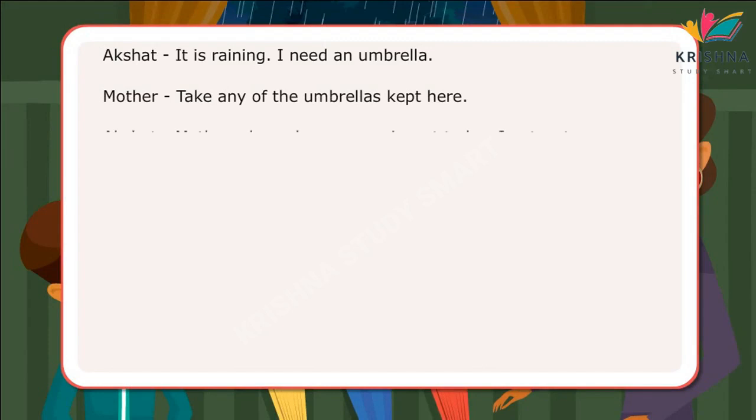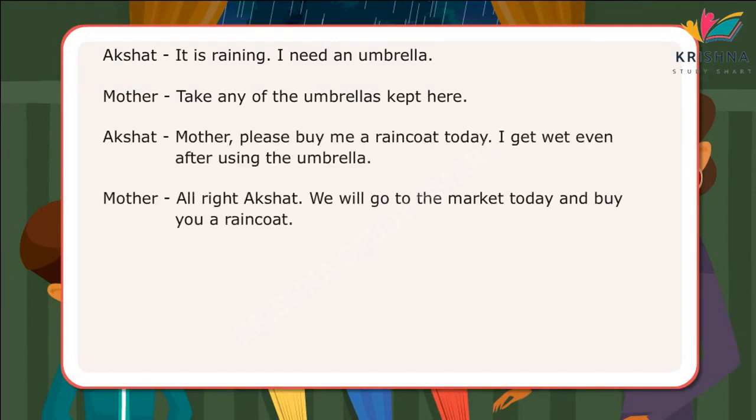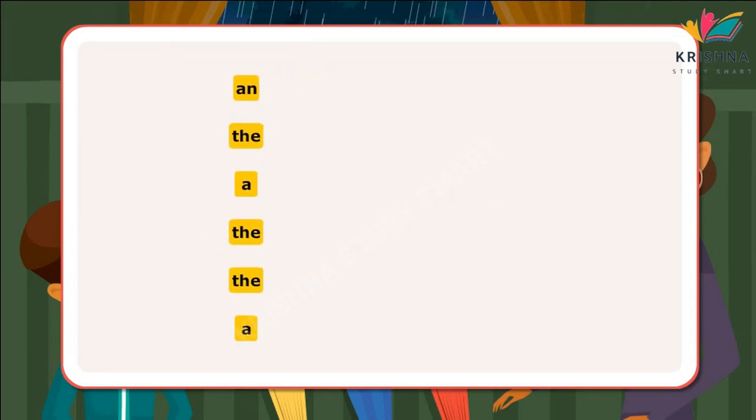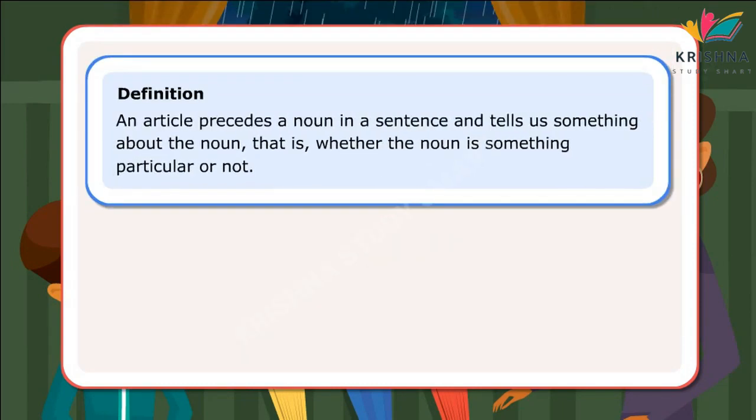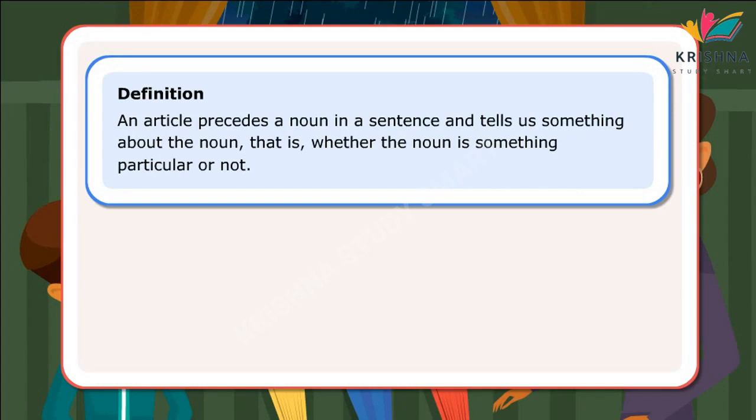In the dialogues, the boy and the mother have used words that give information about the nouns that follow and make it clear whether something general or specific is being mentioned. The words a, an, the are examples of articles. Definition. An article precedes a noun in a sentence and tells us something about the noun, that is, whether the noun is something particular or not.